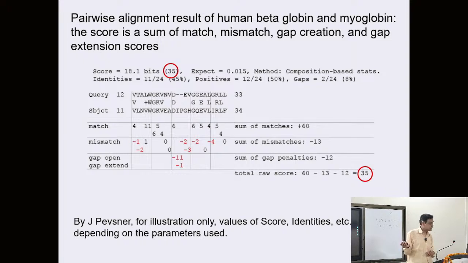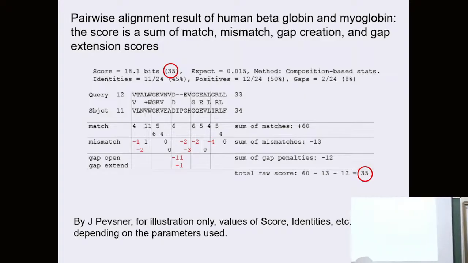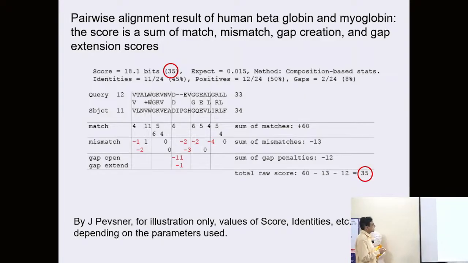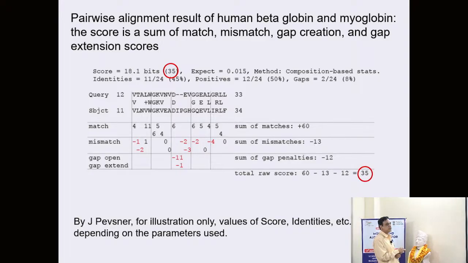Oh, how is this table created? Okay, so if you look at these values, they are coming from a matrix which is called a scoring matrix or substitution matrix. So V aligned to V gets a score of 4. It is coming from the matrix.